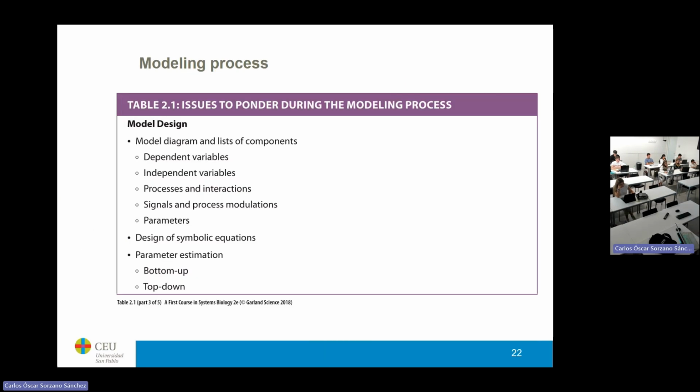More things to wonder about when we are modeling. Which are the dependent variables? Which are the independent variables? What is the kind of processes and interactions that we will model? Which are the signals and the process modulations? What is affecting what? What are the parameters? For instance, in the first model, we have parameters A, B, C. Which are those parameters? And how do we estimate those parameters? All this kind of stuff we will have to think about.